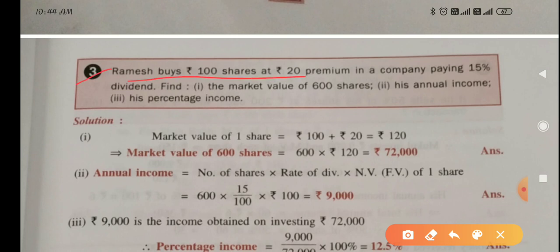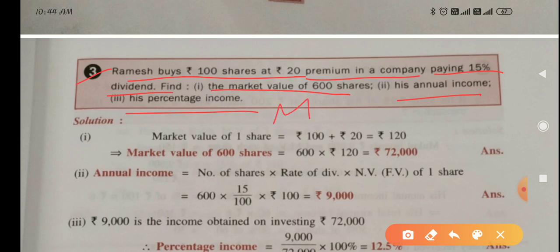Ramesh buys rupees 100 shares at 20% at 20 rupees premium in a company paying 15% dividend. Find the market value of 600 shares, his annual income and percentage income. Very important question and very easy question. Ramesh buys rupees 100 shares. So NV of one share is rupees 100. You can see NV of one share they are not giving, they are giving direct market value.